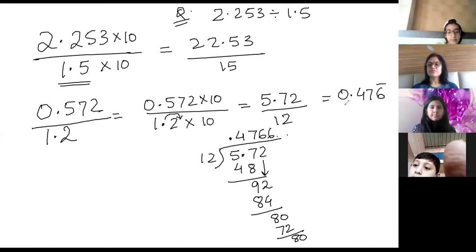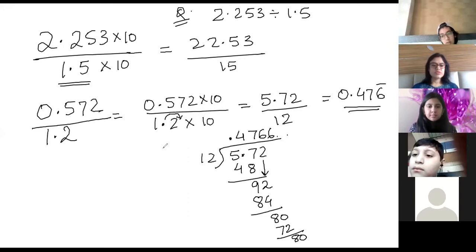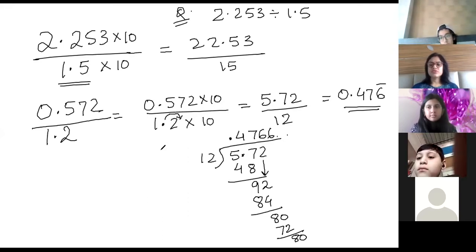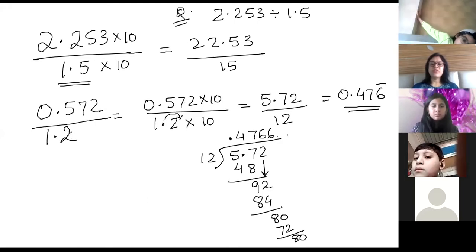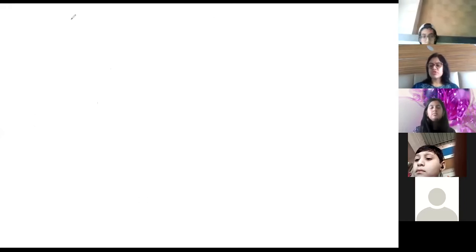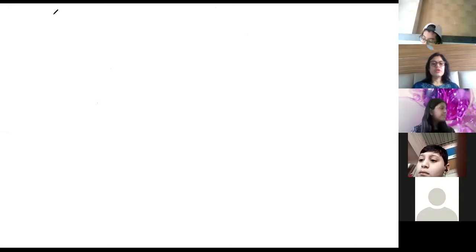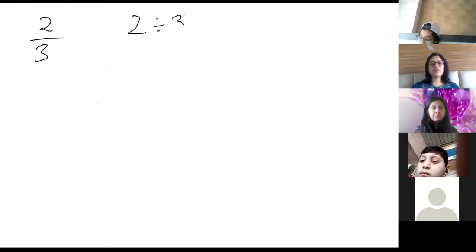Ma'am, I did not understand. I understood the division, but this one question, 0.572 divided by 1.2, I did not understand that one. Okay, I'm giving another. How come we get the dividend and the divisor? See, a fraction is whatever fraction, if I'm writing 2 by 3, it is actually 2 divided by 3.